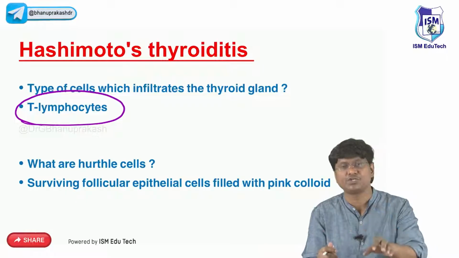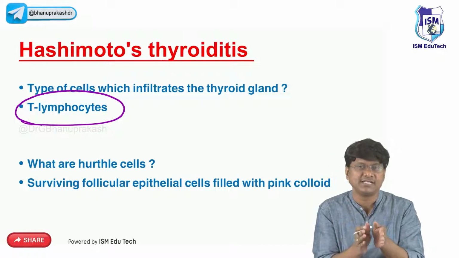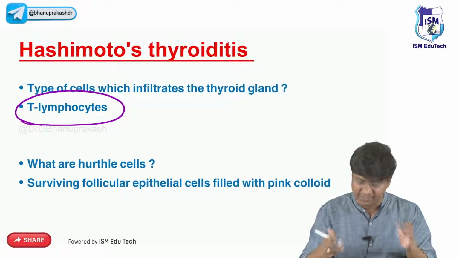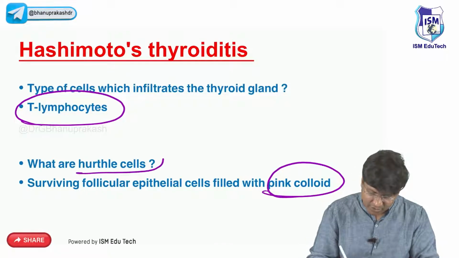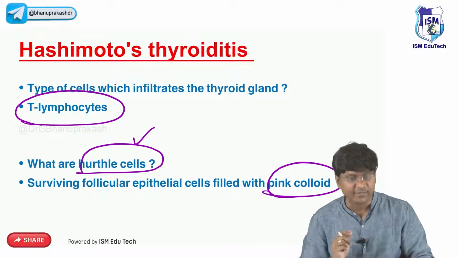In spite of destruction of follicular cells, some follicular cells are still surviving and they are filled with the pink colloid, and that we call Hurdle cells.